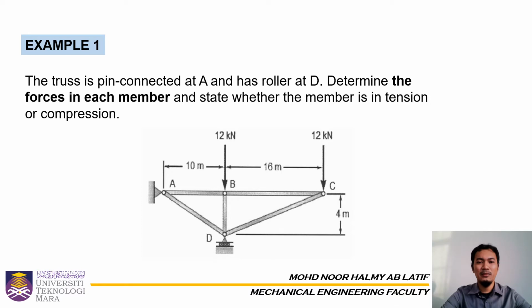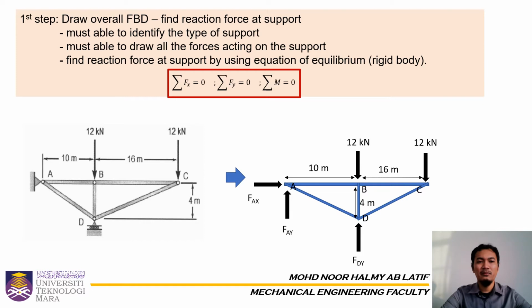So let's implement the steps that we have learned. In this example, the truss is pin connected at A and has a roller at D. Determine the forces in each member and state whether the member is in tension or compression. The first step that we learned is to draw the overall free body diagram. So we have the figure and then we draw the free body diagram.